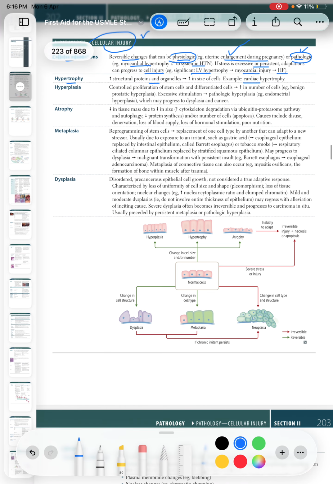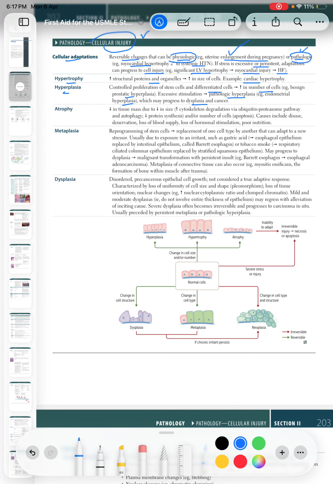What is hyperplasia? It is the controlled proliferation of stem cells and differentiated cells. That is the increase in number of cells, for example, benign prostatic hyperplasia. Excessive stimulation causes pathologic hyperplasia, such as endometrial hyperplasia, which may progress to dysplasia and cancer. Now, in hypertrophy, there is the increase of structural proteins and organelles, while in hyperplasia, there is the controlled proliferation of stem cells and differentiated cells, that is, increase in the number of cells.